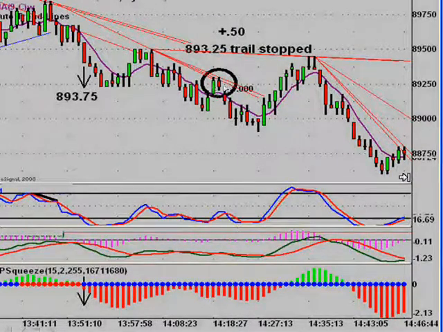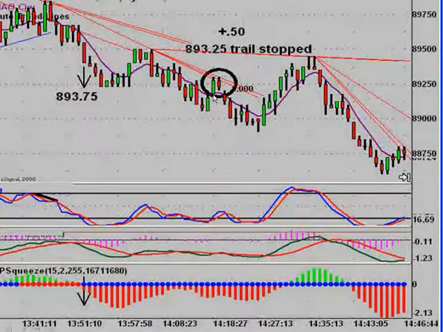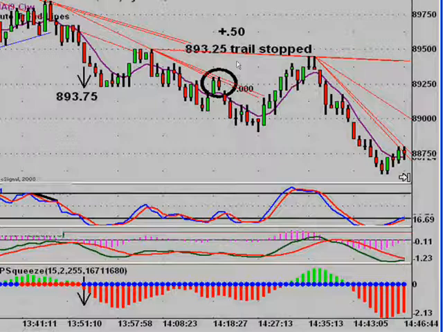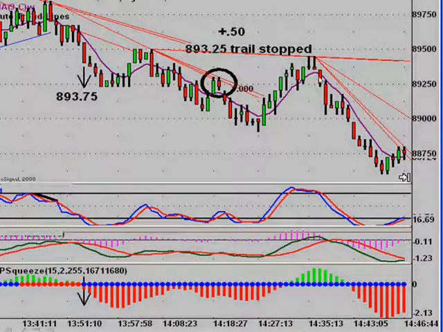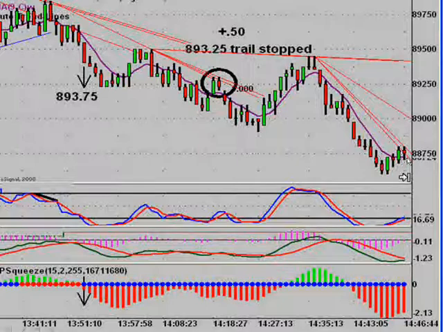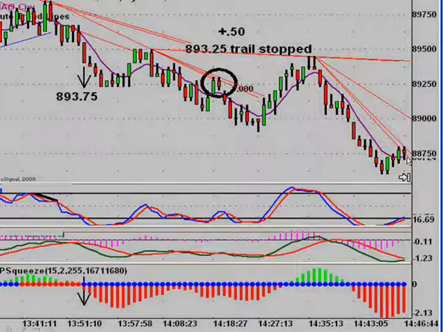So this was a pivot here, obviously. This was a pivot. So this was my pivot here. I got stopped out at 893.25. Now, unfortunately, I got stopped out over here, but this was the pivot that I used. So I got stopped out over here, and then unfortunately this went on to just drop.